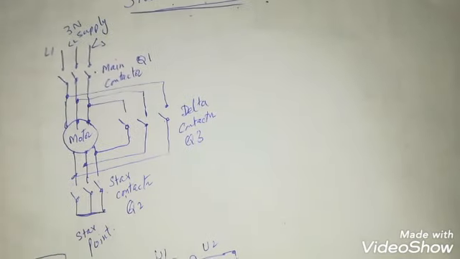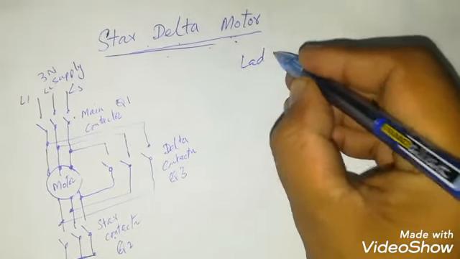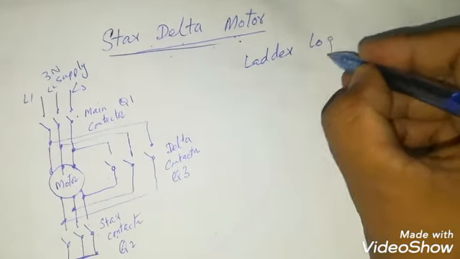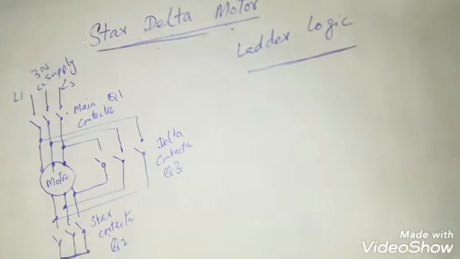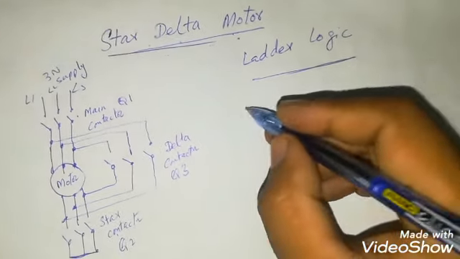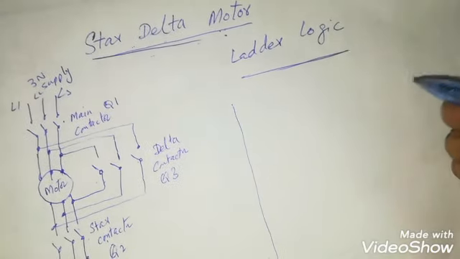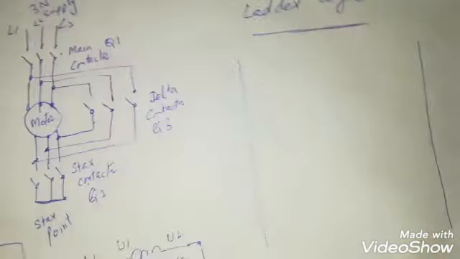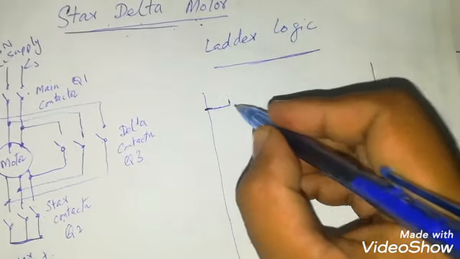Now we will see how we can make a ladder logic to run a motor in star and then in delta. We have to use a timer and inputs, so here we will make a ladder logic diagram, showing how we can make a program to run a motor first in star and then in delta. We will use a timer and the inputs and the outputs to make this ladder.